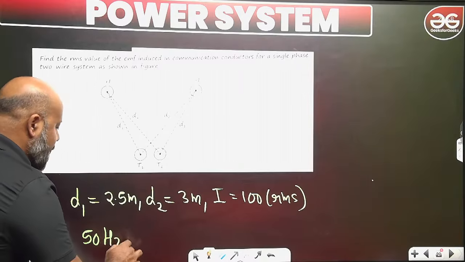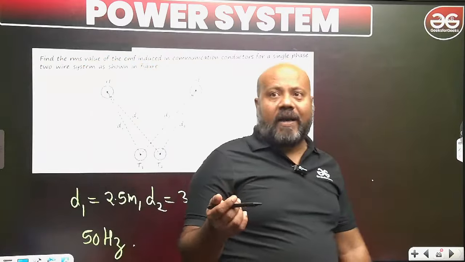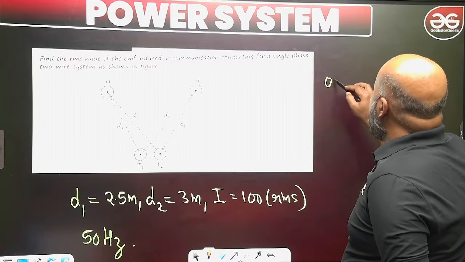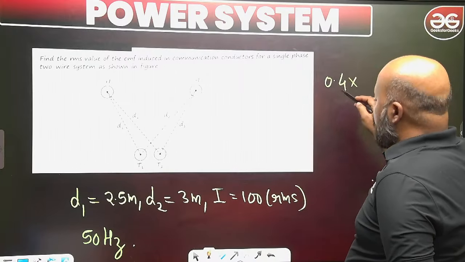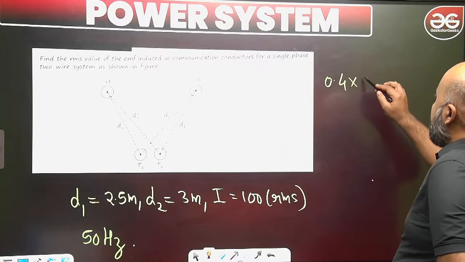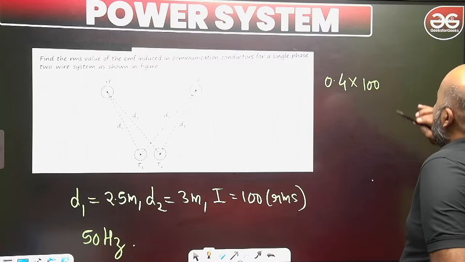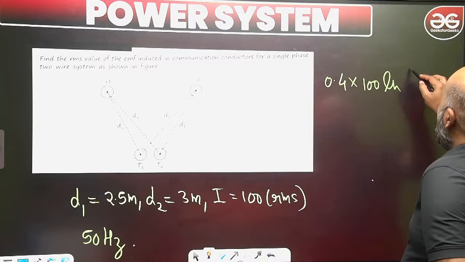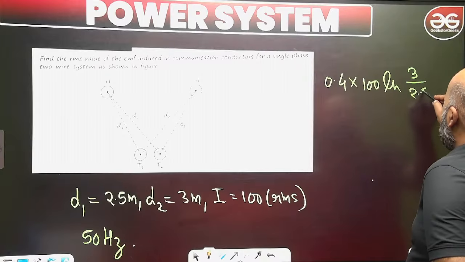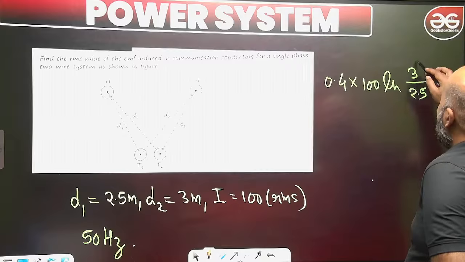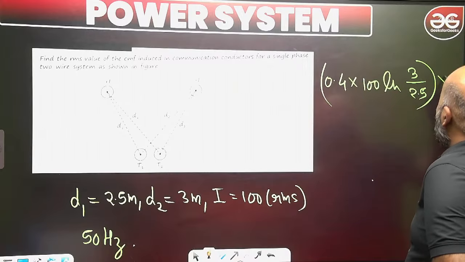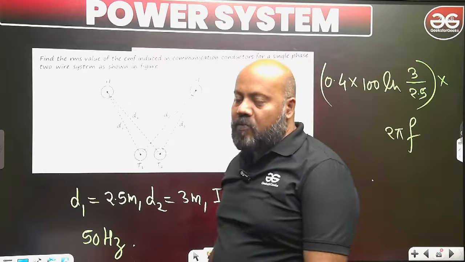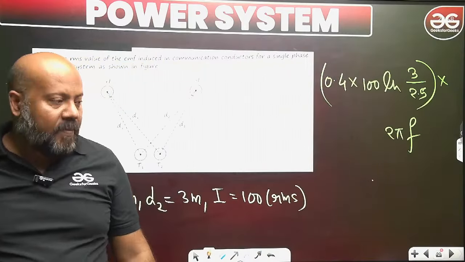Now the case we have just discussed for the single phase two-wire line, you can directly write the induced EMF, yes or no? 0.4 into I. What is I? 100. ln D2 upon D1. What is D2 upon D1? 3 upon 2.5. And multiply this whole with omega, that is 2 pi f. Finished. This is the answer. Just put the values, you will get the answer.